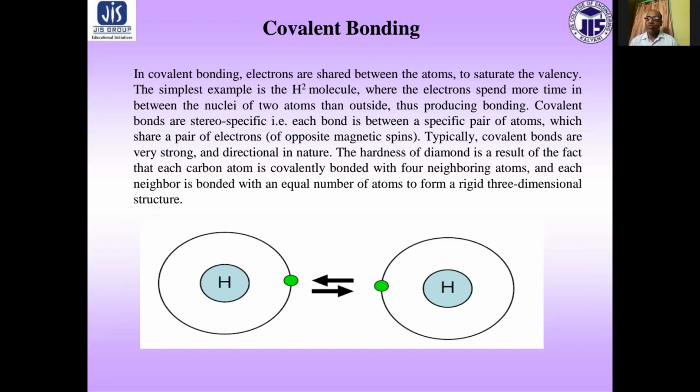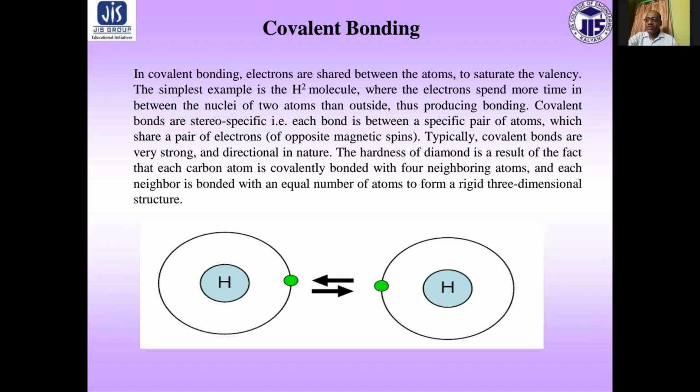Typically, covalent bonds are very strong and directional in nature. The hardness of diamond is a result of the fact that each carbon atom is covalently bonded with four neighboring atoms, and each neighbor is bonded with an equal number of atoms to form a rigid three-dimensional structure.